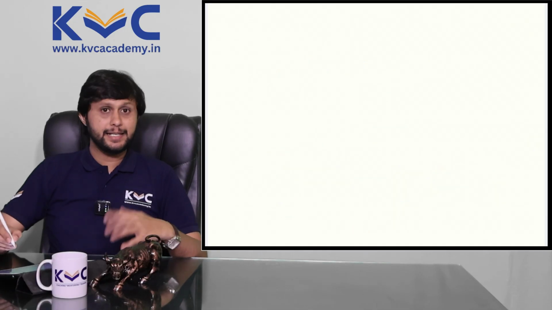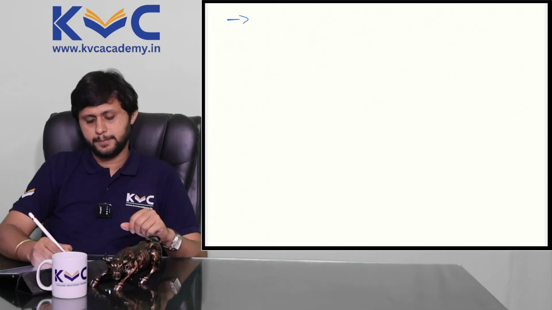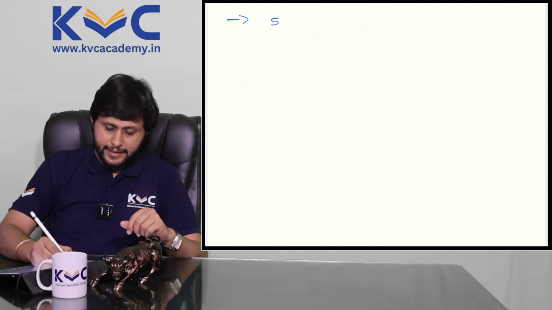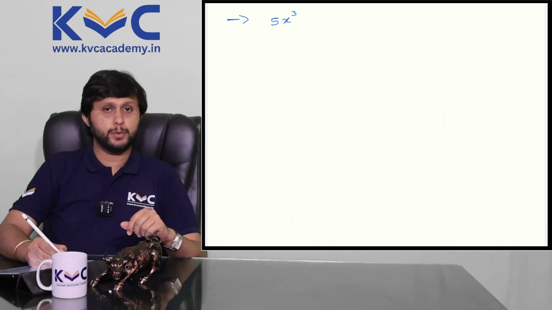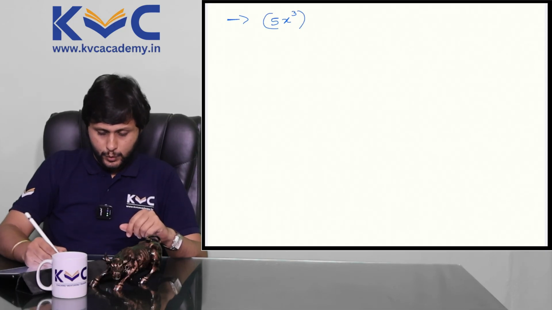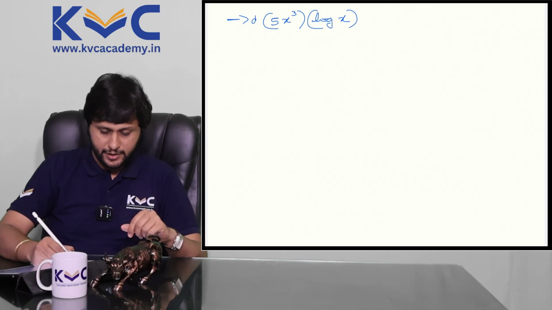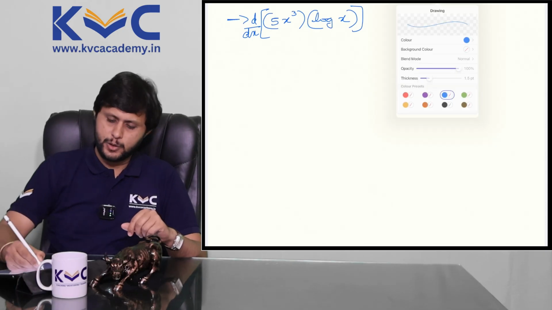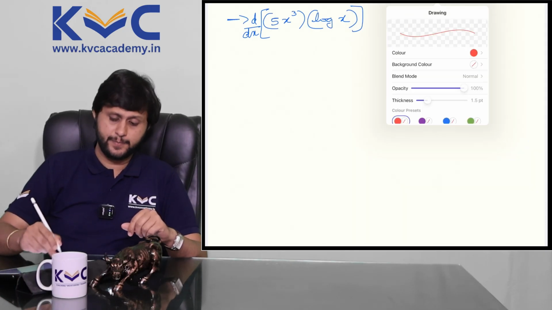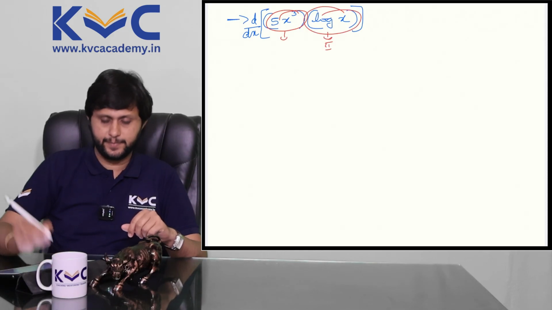Okay. Let us take one more example. Okay. Let's take 5x cube, okay, into log x. 5x cube into log x, we have to differentiate this d by dx. Find differentiation of this. Two functions to be identified first. We have first function, we have second function.